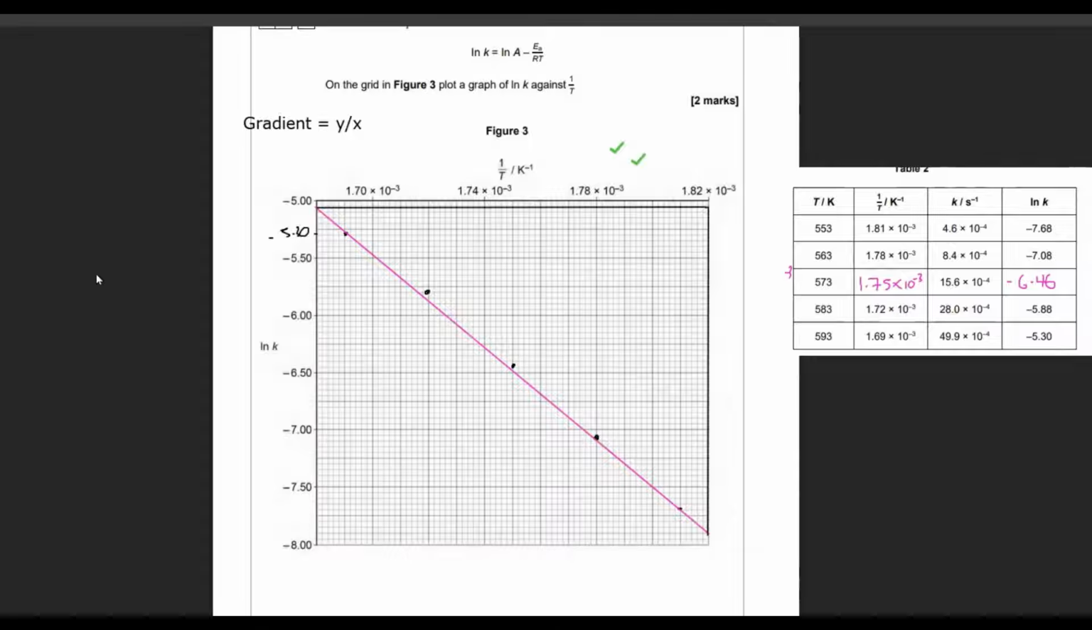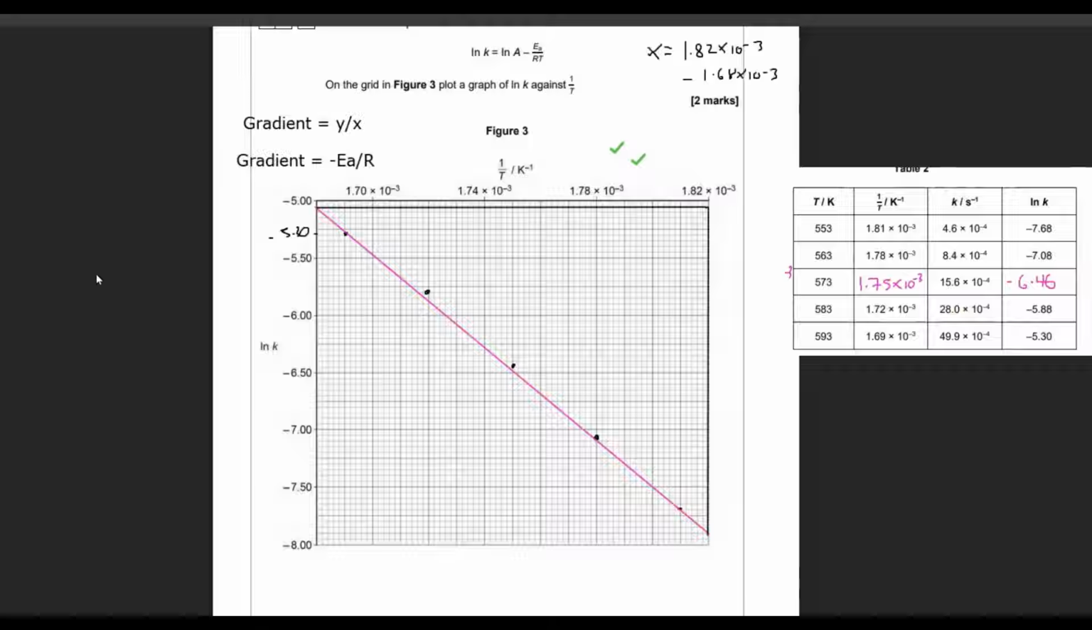Need to know that. So let's work out, and also the gradient is equal to minus the activation energy over R. Once we know the gradient, we can then times by R to leave us with the activation energy. So let's do that. And this is a really common thing, so you've got to know. So if I want to work out X, I'm essentially going to do 1.82 times 10 to the minus 3, and I'm going to minus that from the other side, which is 1.68 times 10 to the minus 3.